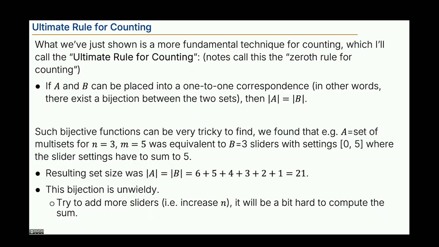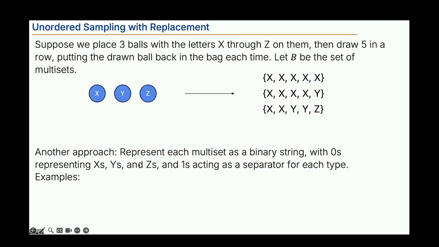All right. Now this bijection is a bit unwieldy, because if you try to add more sliders, if you increase n, it gets hard to compute the sum. I mean, you can still do it, but it's just a little awkward. So instead, I'm going to show you the even nicer and actually genius bijection that comes from the notes. Okay? So another approach, and this is just, again, out of nowhere.